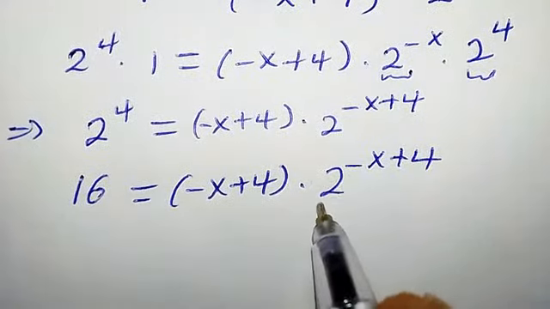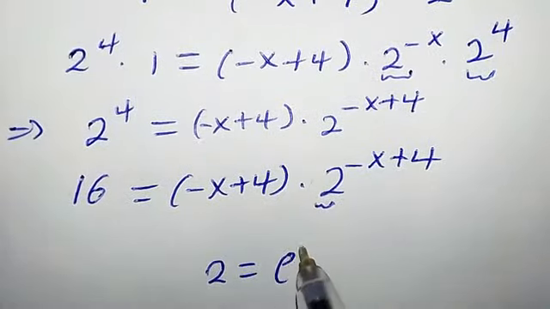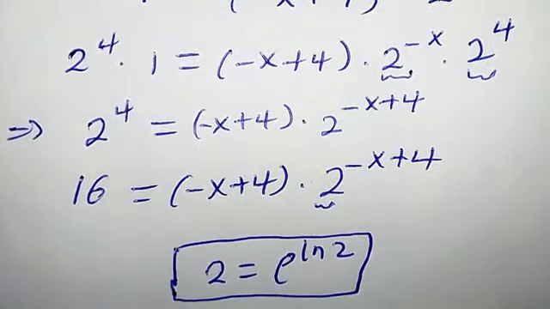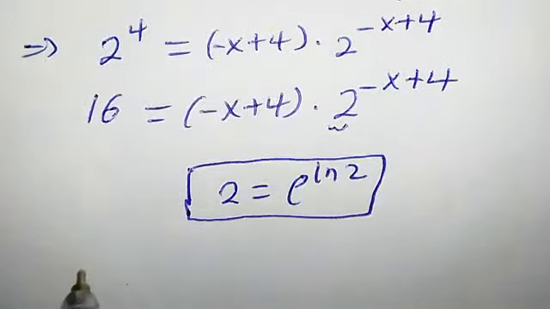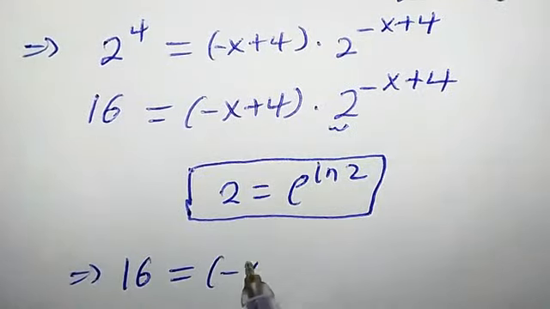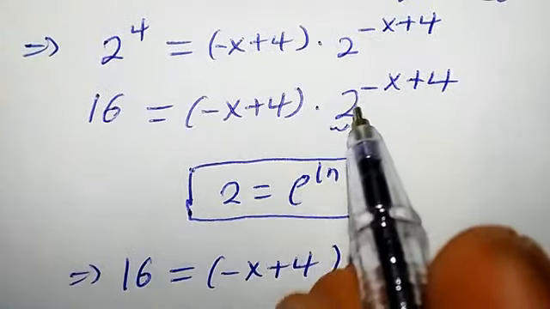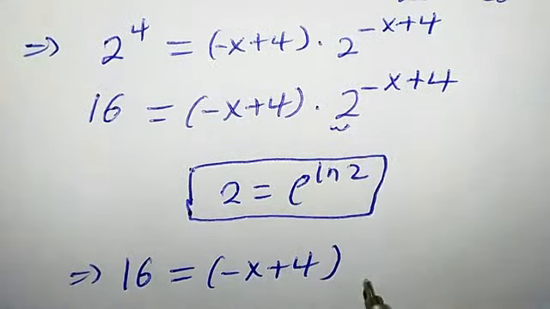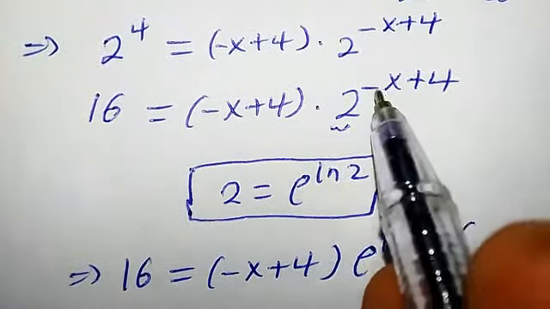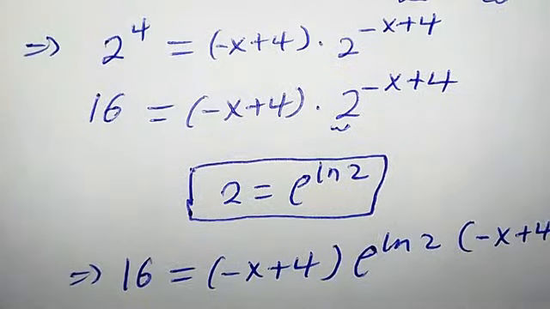Don't forget that we can write this 2 as e to the power of ln 2. Take note of this. So from here, we're going to have 16 equals negative x plus 4 times what? We now replace this 2 with this guy: e to the power of ln 2 times this guy, negative x plus 4.